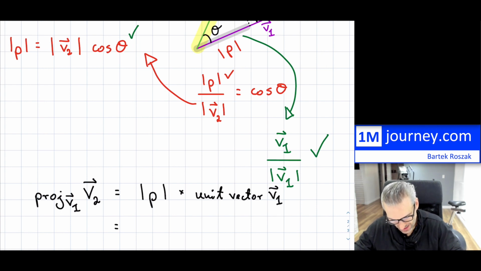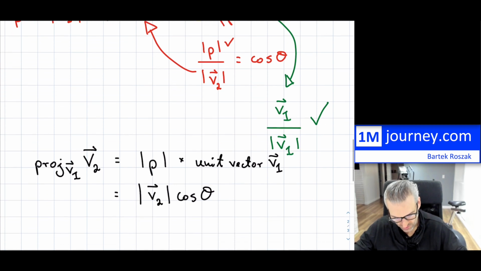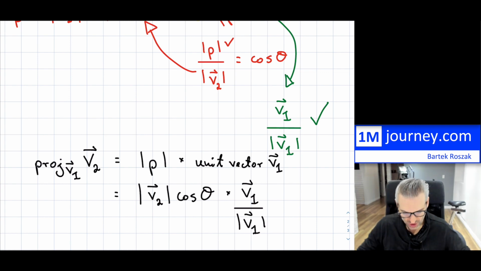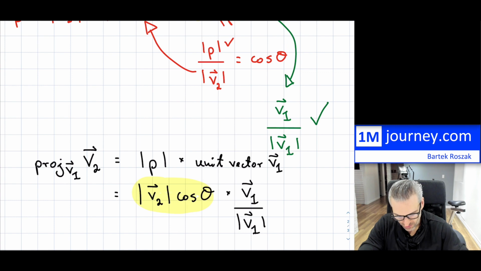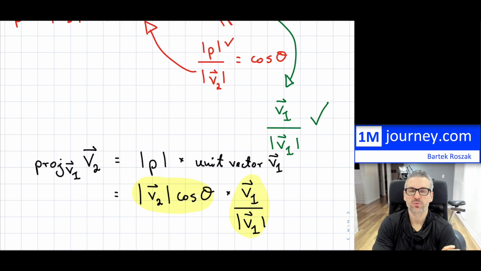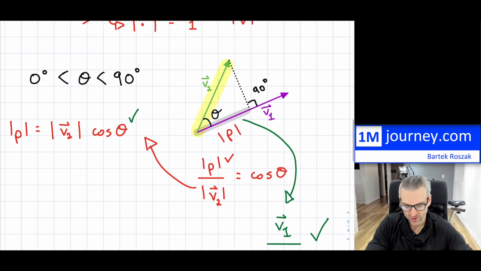Well, what we have here is the v2 magnitude multiplied by cos theta, the angle in between the two, multiplied by the v1 vector divided by the magnitude of v1. So it looks complicated, but again, this is nothing else but simply the magnitude multiplied by the unit vector. And that is it. That is your projection. That's that shadow that we were finding out.